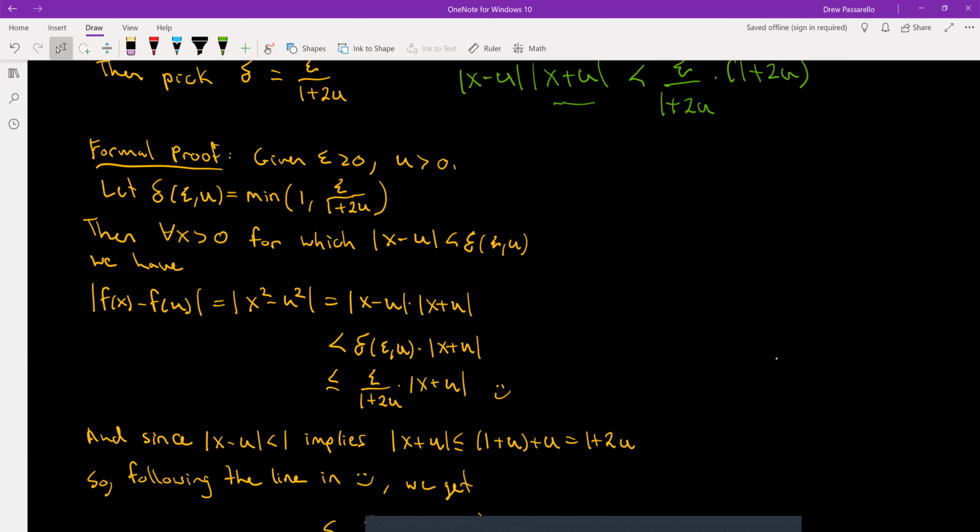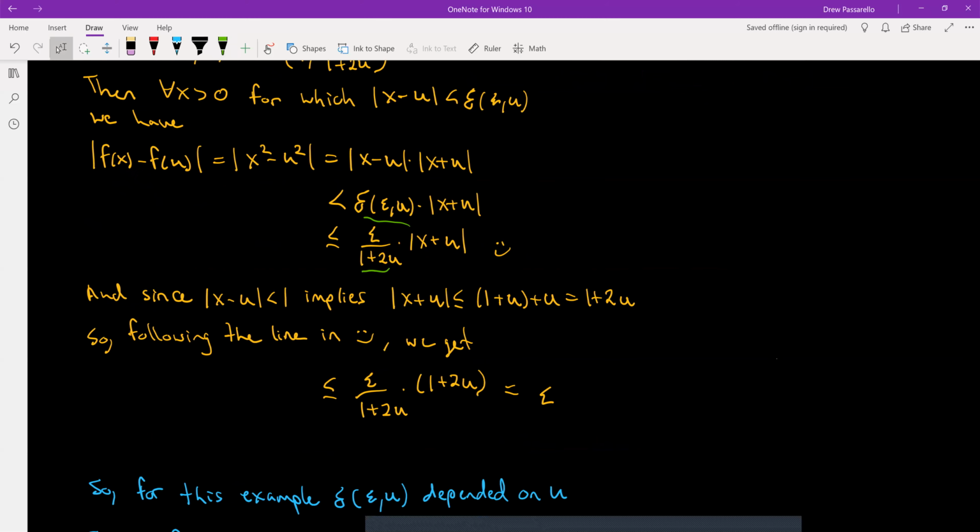Now our absolute value of x minus u is less than this delta, so it would be less than delta times the absolute value of x plus u. And our delta is going to be less than or equal to epsilon over 1 plus 2u. All right, so I just changed this to this part. And since we have that the absolute value of x minus u being less than 1 implies that the absolute value of x plus u is less than or equal to 1 plus 2u, then by the following line, we get that this is less than or equal to epsilon over 1 plus 2u times 1 plus 2u, which equals epsilon.